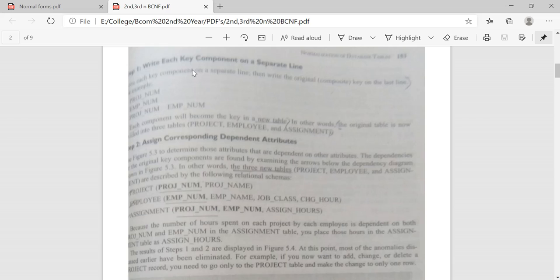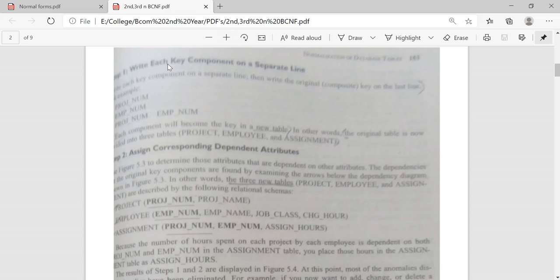See, write each key component on a separate line. So actually your composite key is made of two attributes, right? So you have to write the two attributes separately on two different lines. So our primary key is made up of what? Project number and EMP number. So I'm writing those two attributes on two different lines. Project number on one line, EMP number on one line, and next the original composite key on the last line.